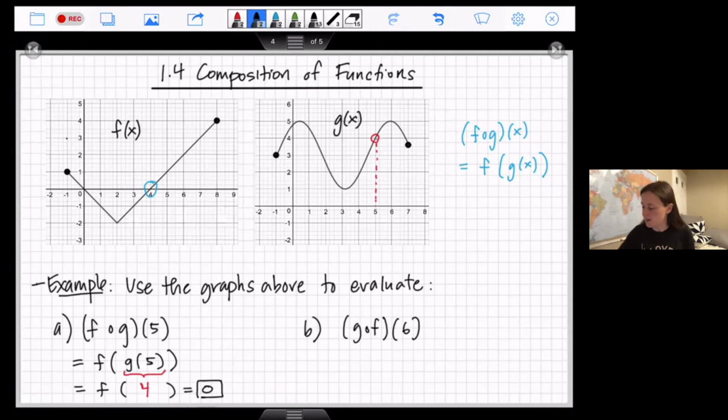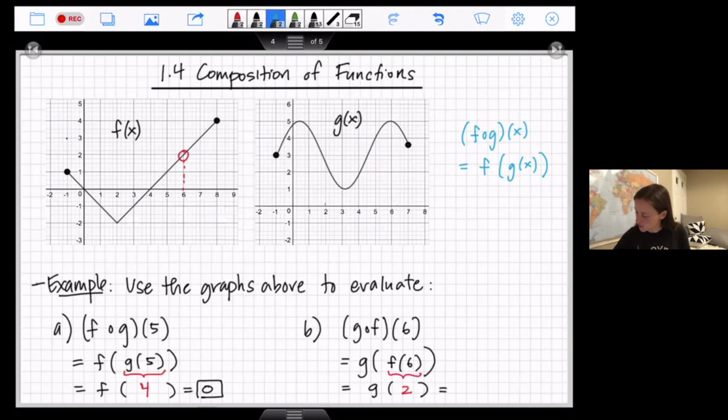So let's try part B. So I'm going to rewrite this g of f of 6. Okay, so whatever function is second gets to be the inside function, which is where we start, f of 6. So I'm going to go over to f of 6 on the left here. There's a y coordinate of 2. So this is asking me to find g of 2. So I go over to g of x, and at 2, that looks like it's about 2.5. Let's say 2.5.